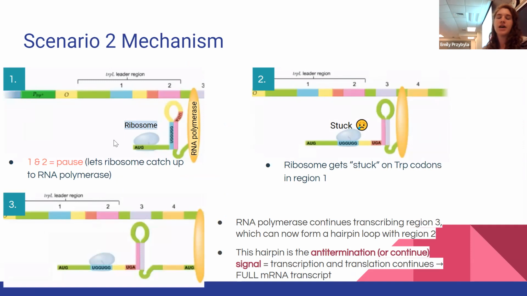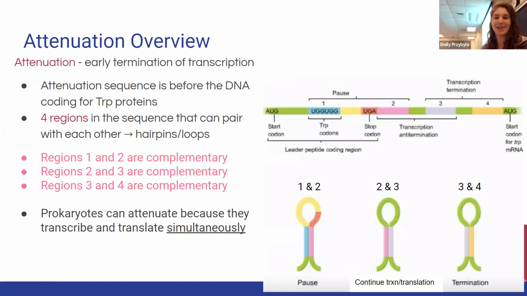So the ribosome comes around and 1 and 2 pause to let the ribosome catch up to the RNA polymerase, right? So it'll pause. I don't have the picture I like, I'm sorry. So if it pauses and gets stuck at 1 and 2, or if it doesn't get stuck. So when it's paused over the 1 region, okay? So it's paused over this region, which then means 2 is continuing to get transcribed and cannot hairpin with 1.